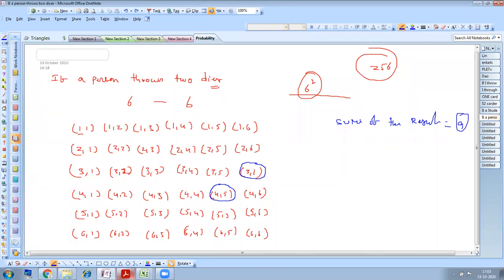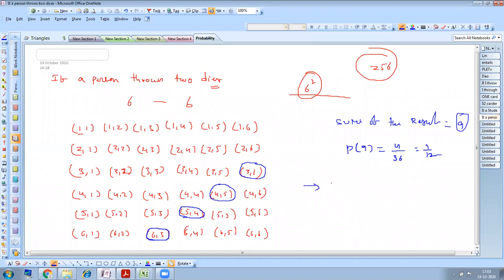3 comma 6, 6 comma 3, 4 comma 5, 5 comma 4. So 4 possibilities, only 4. Is there any other alternative, guys? The sum should be 9. So the probability of getting the sum 9 is 4 by 36, which is 1 by 12.